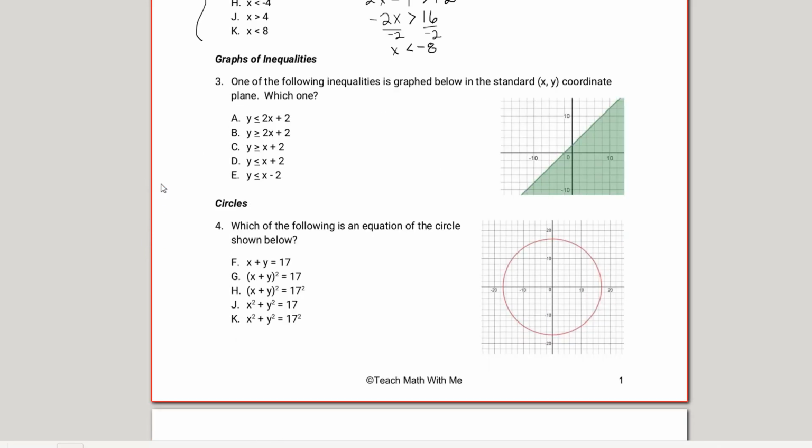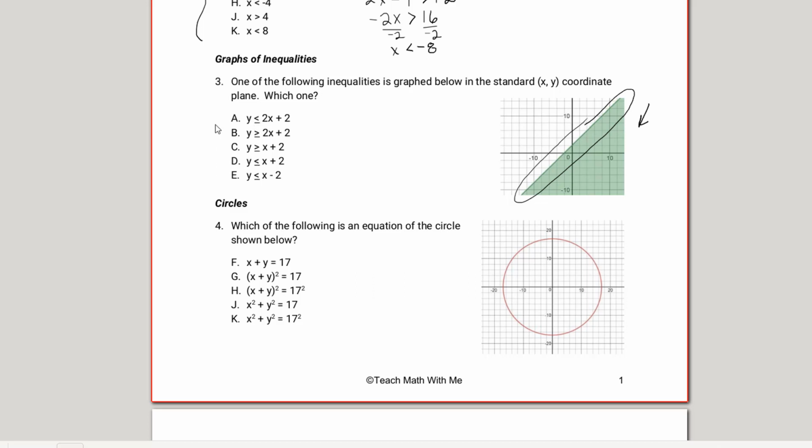Number 3 says one of the following inequalities is graphed below in the standard xy coordinate plane. Which one? So we're going to look at our graph, and the first thing we want to look at, if we were drawing this, we would look at our boundary line, and that is this right here. One thing I noticed, it is a solid line, so it should be some kind of either greater than or less than, but with an equal.